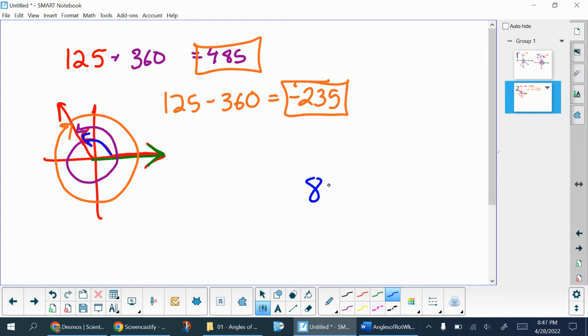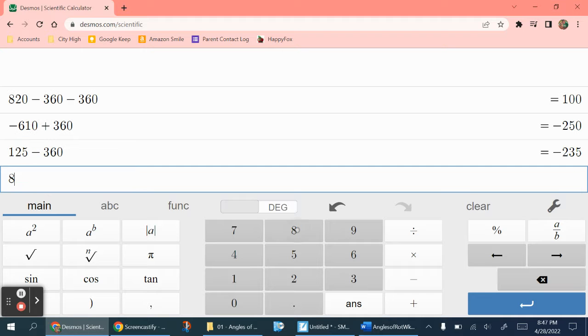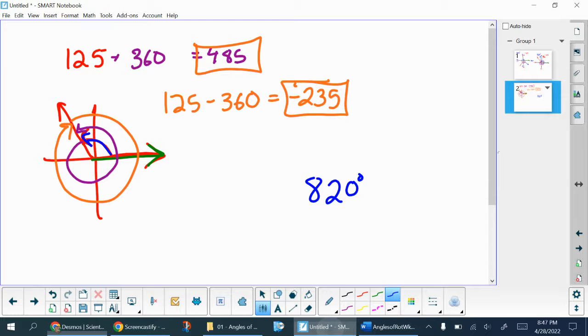Let's say I've got an angle like 820 degrees. If I grab my calculator here and subtract 360, well, that's still a positive angle. And if I do it again, it's still a positive angle. So I need to subtract 3 or 4 times to get to a negative angle. And so any of these, 460 is a coterminal angle, 100 is a coterminal angle, negative 260 is a coterminal angle.